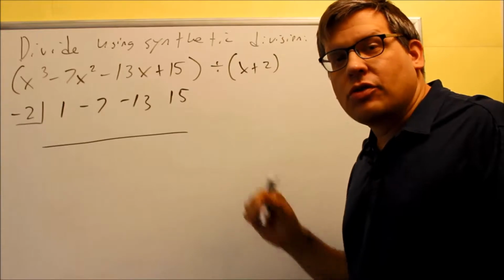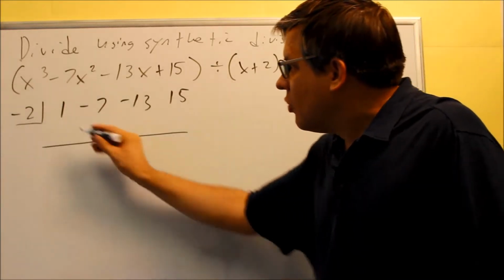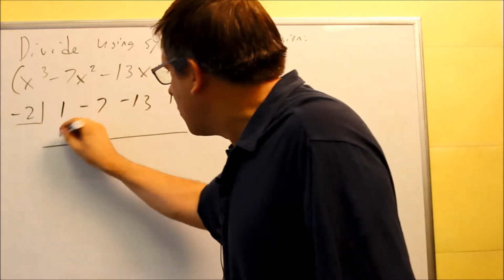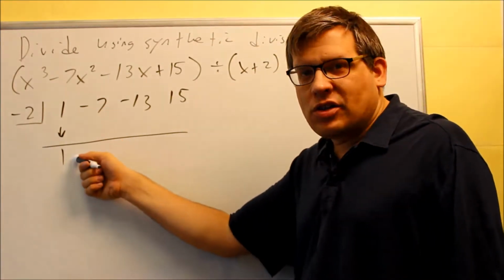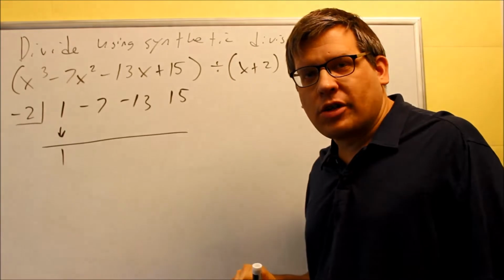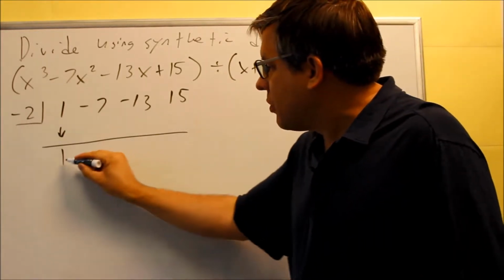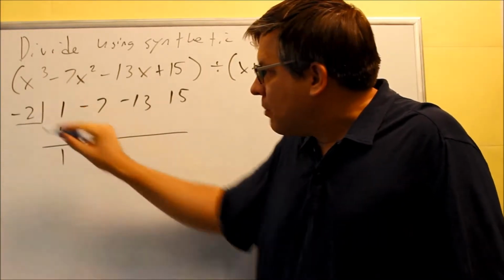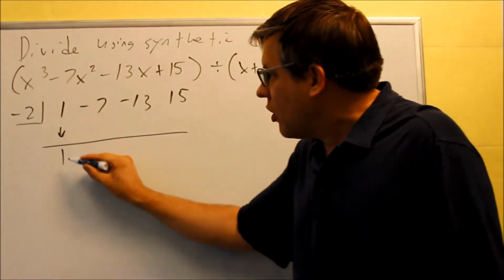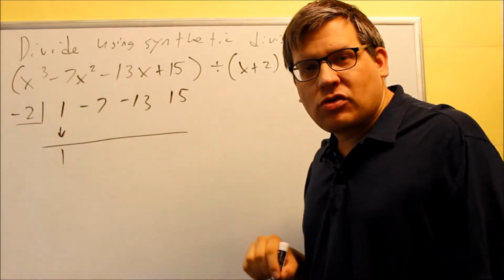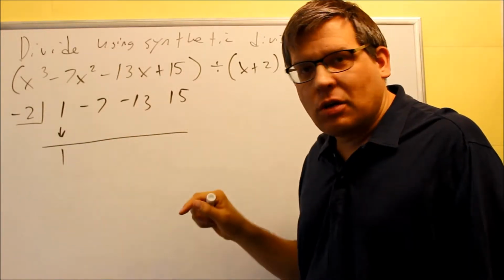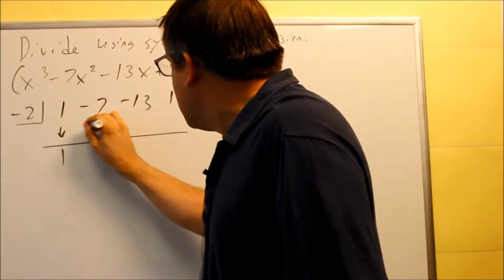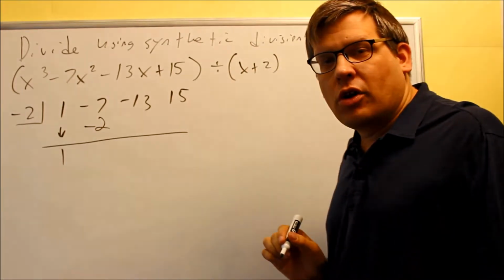So now we're going to go through and do the synthetic division steps. What you do is take the first number and always drop it. So we're going to drop it down to here, whatever it is, automatically just drop it down. Next, you're going to multiply the 1 by the number inside the box. So 1 times -2 gives you -2. The answer you get there is going to be written underneath the next number.